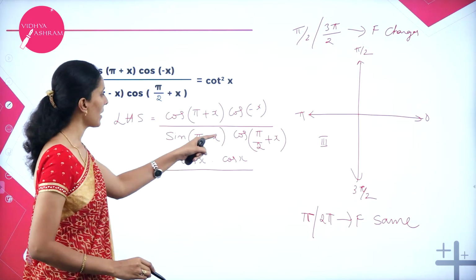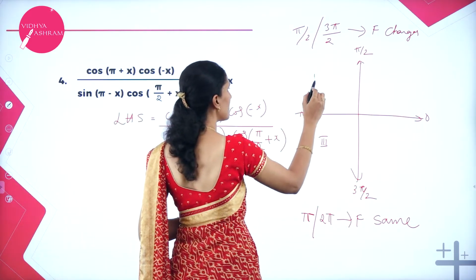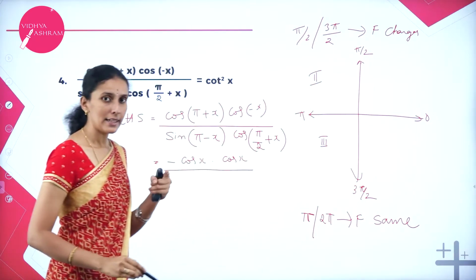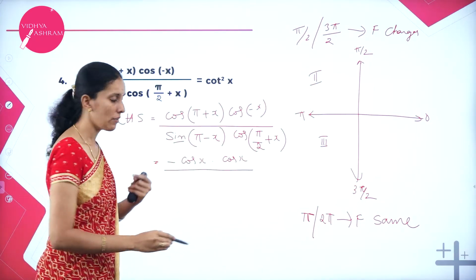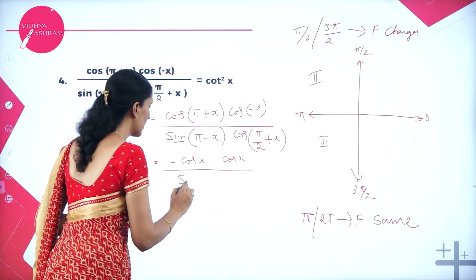Whole divided by sine of pi minus x. We have sine of pi minus x. Pi minus x means it comes in the second quadrant. In the second quadrant, sine is positive. So therefore, your answer is sin x.